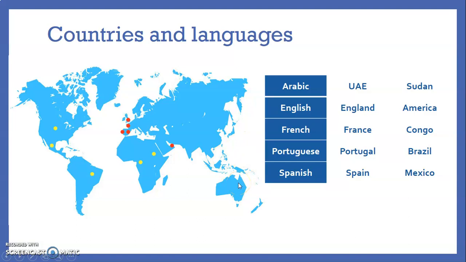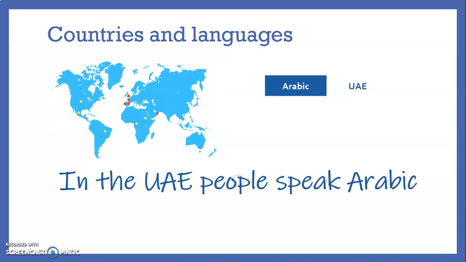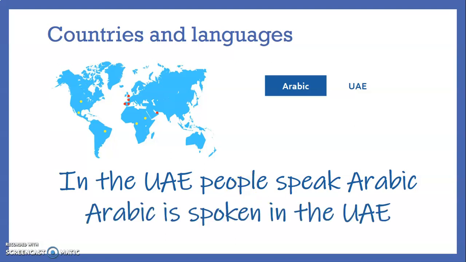So I'm just going to write a sentence. Just looking at Arabic and the UAE as an example, here is a sentence. In the UAE, people speak Arabic. We understand this, but take a look at this. Arabic is spoken in the UAE. Compare these two sentences. What differences do you think there are here? Do they mean the same thing but look different? What do you think?